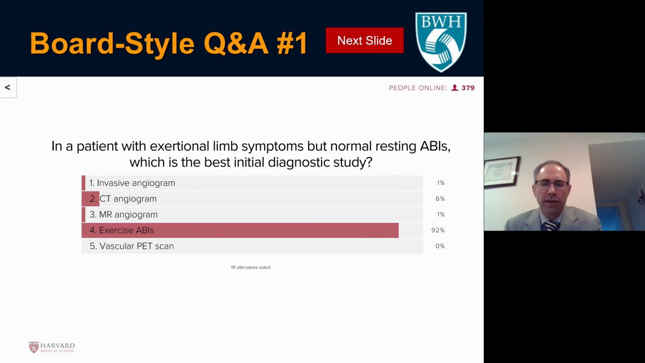So it's, I think, a good sampling. More than 100 of you have voted. So the correct answer here is actually exercise ABIs, okay? What we want to do is provoke the symptoms and then see what happens to perfusion. And the only test here that includes provocation is exercise ABIs. All of the other tests might diagnose peripheral artery disease, but we won't really know if the peripheral artery disease is what's causing those symptoms. So exercise ABIs, which we'll review a bit more, is exactly what we should do here.